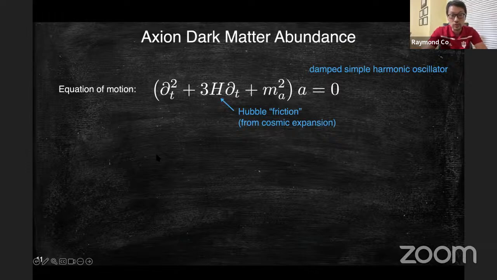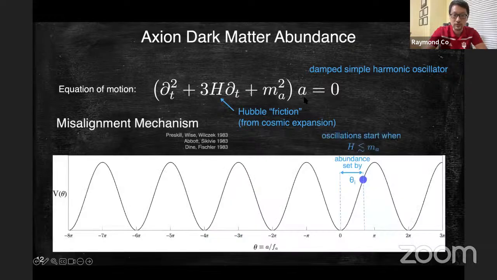The idea is that when you solve the equation of motion, you're looking at this equation. And this A is the axion field. Eventually, the size of the axion field value would tell you the abundance of dark matter. And this equation of motion is nothing but a damped simple harmonic oscillator. So this term is our familiar friction term. And it is there because of the Hubble expansion of the universe. So this is the Hubble expansion rate of the universe. So that acts as a friction term to this scalar field.